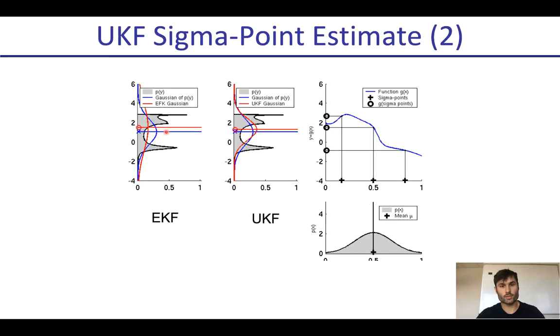Here we see the case where we have higher variance, and we see that the EKF leads to a pretty poor approximation of the real Gaussian. Instead, if we use the sigma point estimate that the UKF gives us, it's a much closer approximation. We see that the blue and the red curve are much closer than the blue and red curve in the extended Kalman filter.